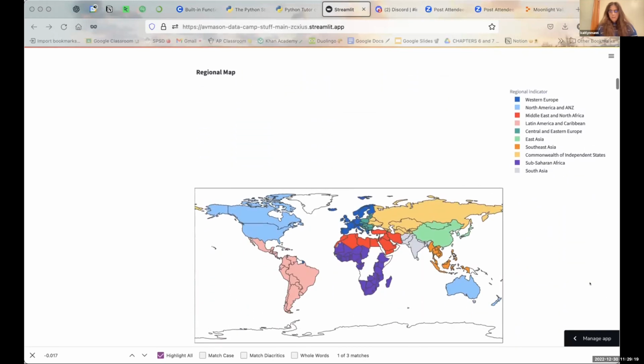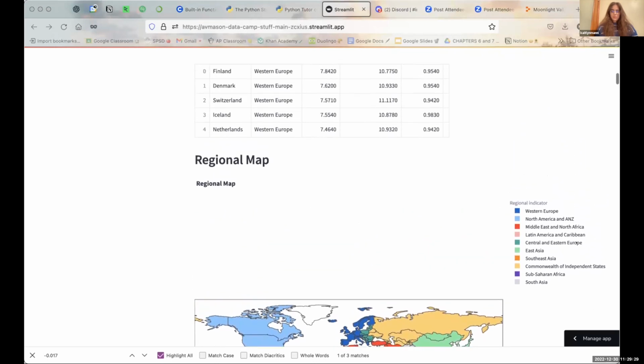The regional map serves as a key for the rest of the website. The map shows how countries were divided into different regions during data collection and which colors represent those regions.